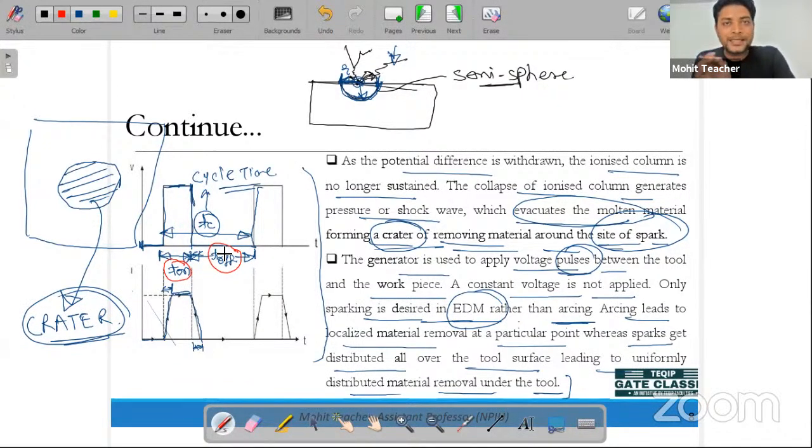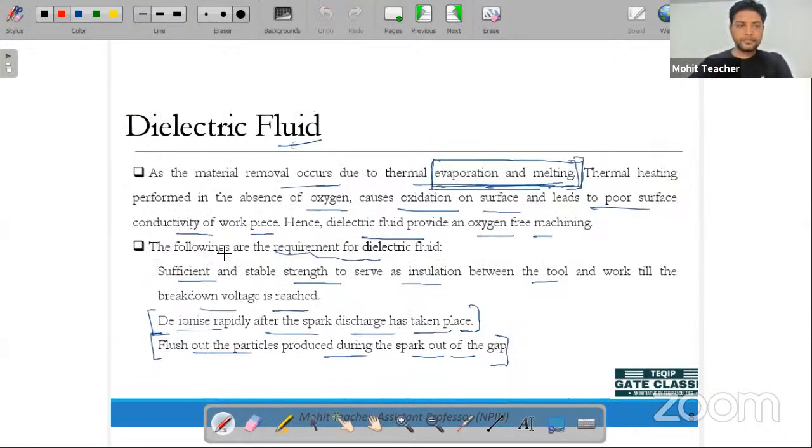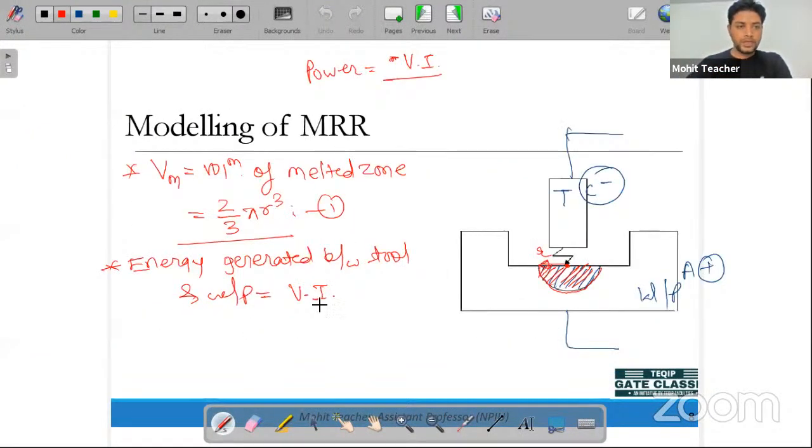Okay, we will not consider T off, but the total cycle time will be considered as Tc, which will be equal to T on plus T off. So this is V I into T on. Okay, so this is equation number 2.